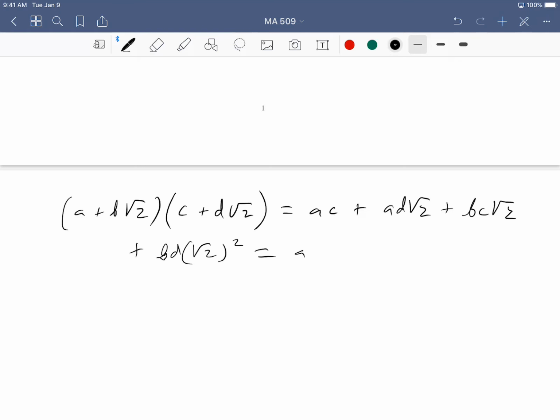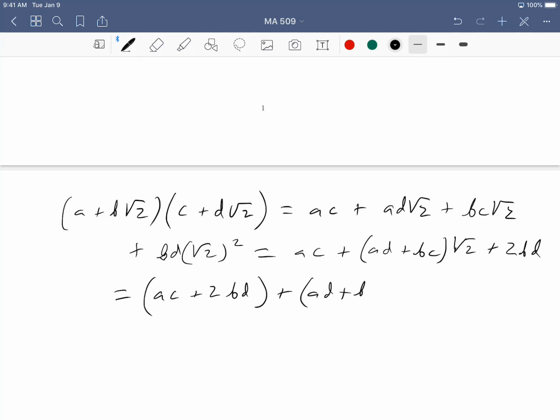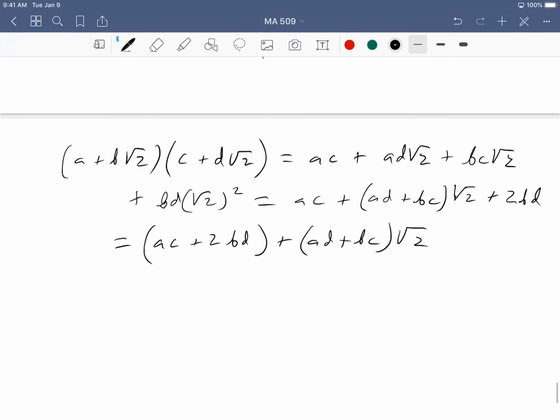So let's clean this up a little bit. I have ac, and I know this idea of combining like terms might be useful, so I'm going to do that here with ad plus bc times root 2. And then that b times d times square root of 2 squared, that's just 2bd. So I can combine like terms even more here. I have ac plus 2bd, and then I have ad plus bc root 2.